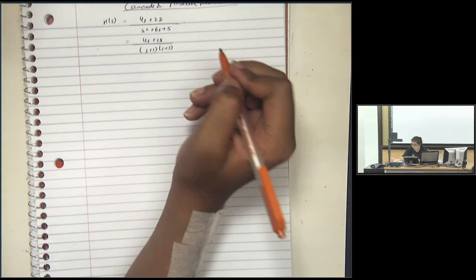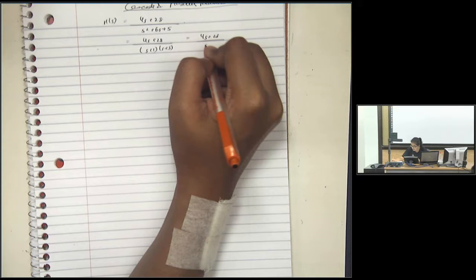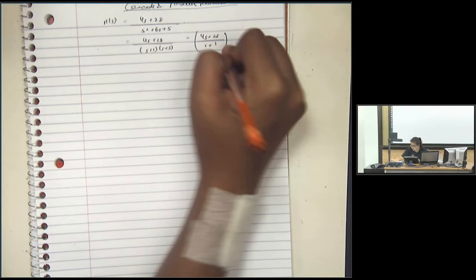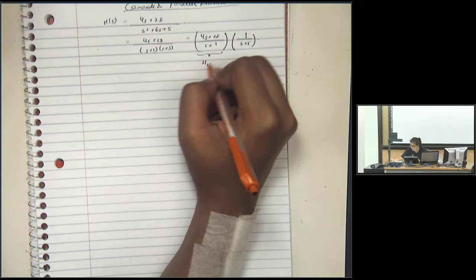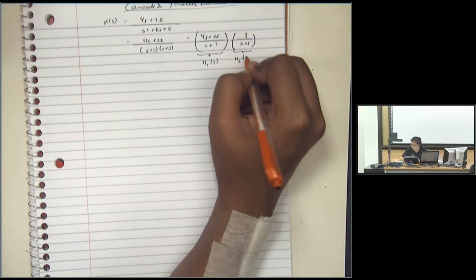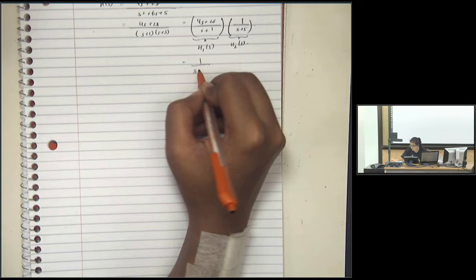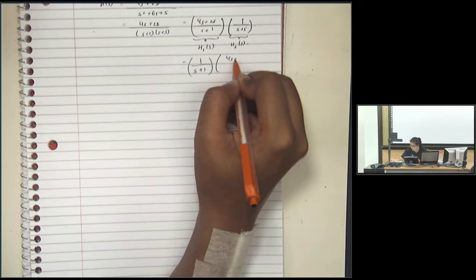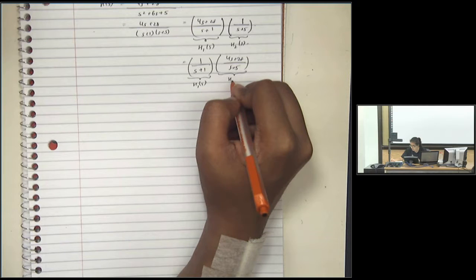So in cascade, we will write it as 4s plus 28 over s plus 1 multiplied by 1 over s plus 5. This is my first system, that is H1(s), and this is my second system, that is H2(s). I can do it the other way around also. I can write it as 1 over s plus 1 and 4s plus 28 over s plus 5. So this will be H1(s) right now, and this will be H2(s).